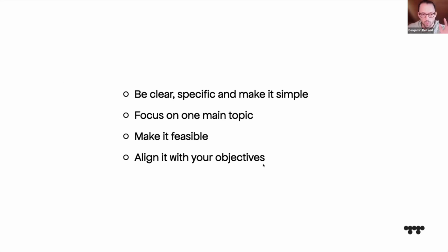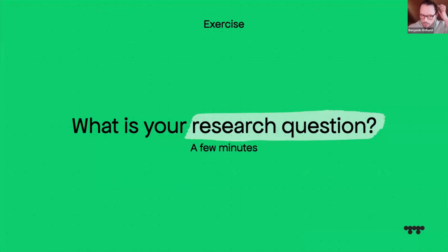Given those four points, maybe we can go back one slide and do a small exercise. In the setting you're working in right now, you're coming here to learn about user research. What is currently your main research question? You might have several, right? But try to formulate the most important one that you have on your mind right now. Maybe we give you one or two minutes to reflect on that and try to come up with your question.